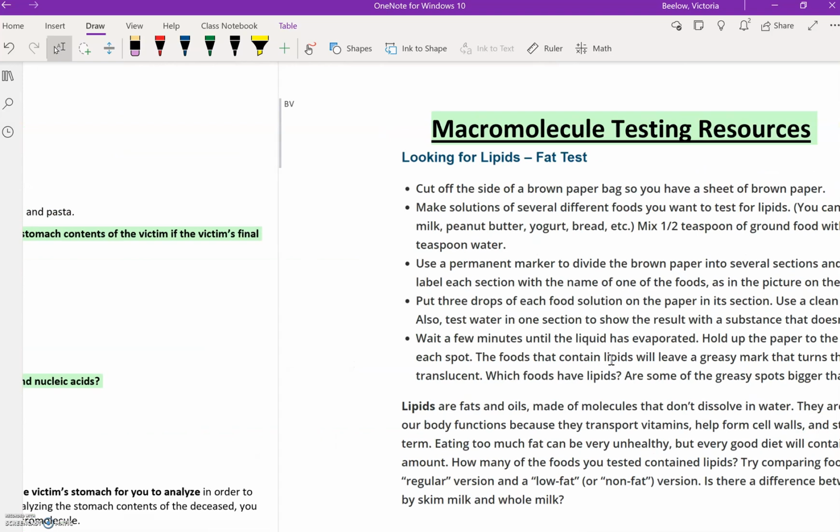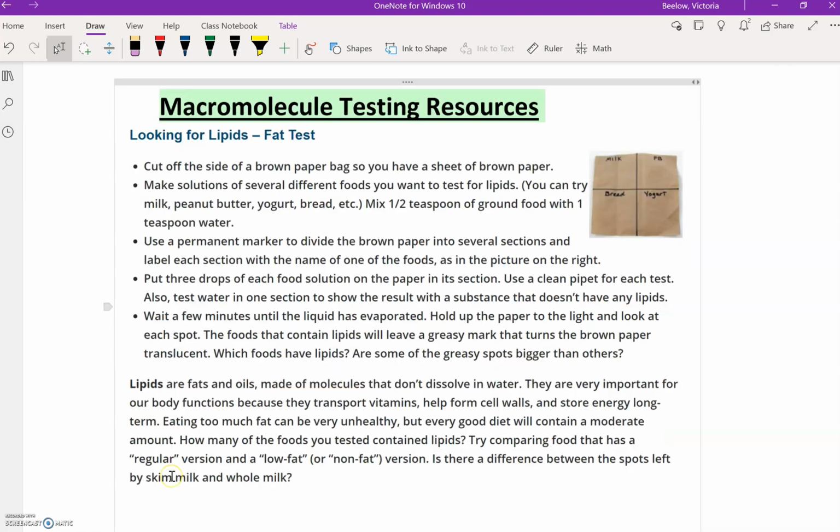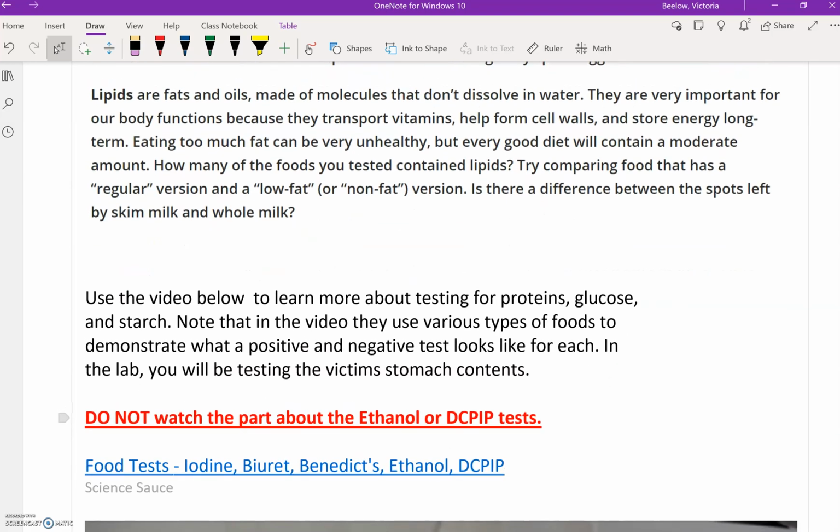So going back to this, what you do for the lipids test is you use a brown paper towel and you put the substance on the paper towel. Use a permanent marker to divide so you know what section is what. So we use usually water as a control. So we put a drop of the liquid we're testing onto the brown paper towel.